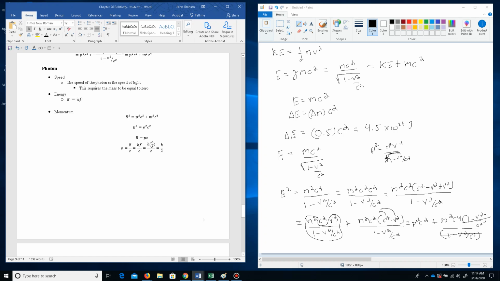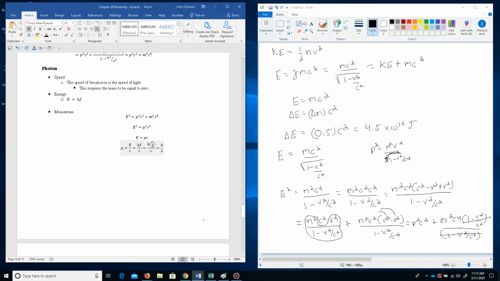And then our momentum, we're going to do it this way. We're going to look at that energy here. E squared equals p squared c squared plus m squared c to the fourth. Because m is 0, that part is eliminated. And so you have e squared equals p squared c squared. So we can take the square root of both sides and we get e equals pc, which is really nice. But then we get p equals e over c. Well, e is hf, so now we have hf over c.